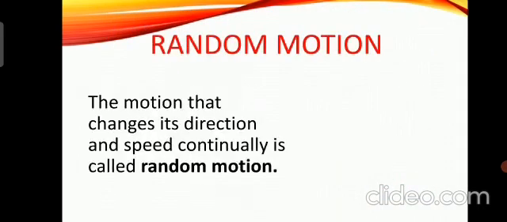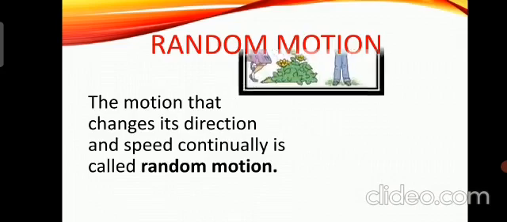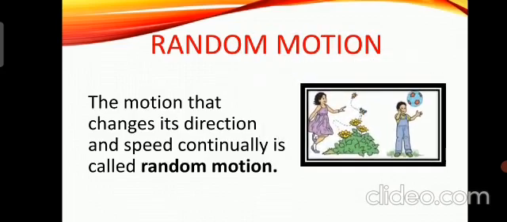The last type of motion under non-linear motion is the random motion. The motion that changes its direction and speed continually is called random motion. Let us watch the video for random motion. Random motion has no direction and no sequence of time. For example, the ball moving randomly.